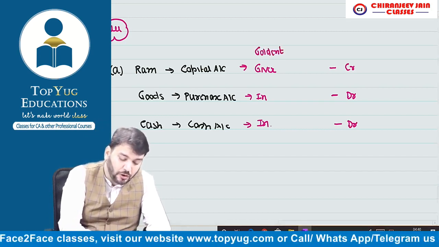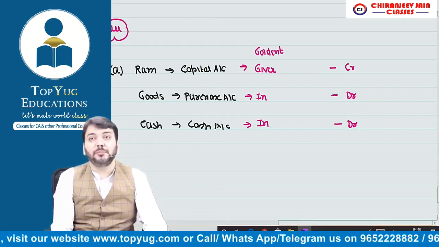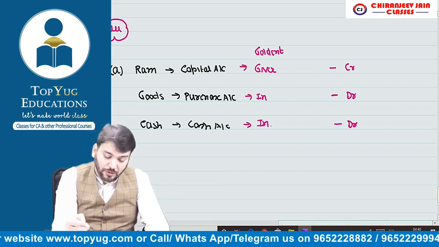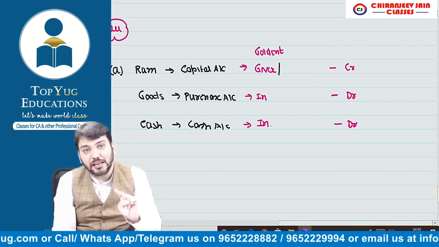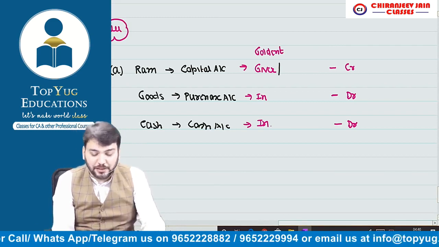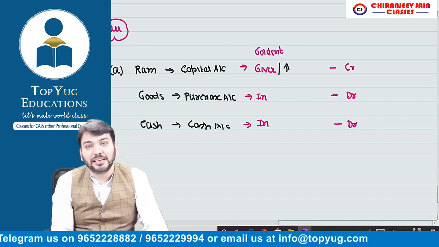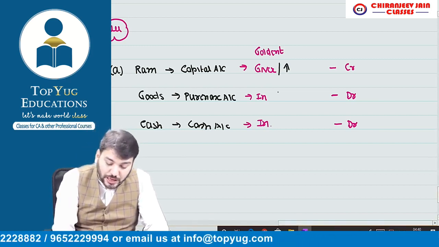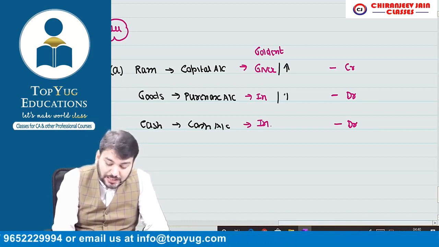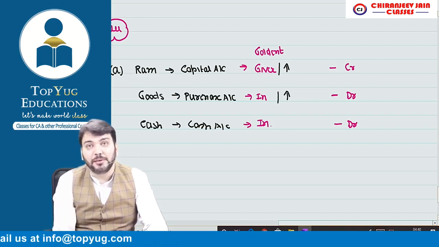As per golden rules. If you apply modern rules, can I say capital account is an increasing capital? So increasing capital will be credited. Correct? And can I say goods are coming in? So there is an increase in asset. Increase in asset will be debited.